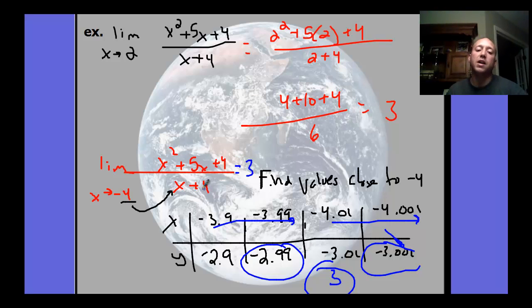So even though the function does not exist at x equals negative 4, the limit as x approaches negative 4 is 3. So again, as x gets closer and closer to negative 4, our function here is getting closer and closer to 3. So that is the limit.